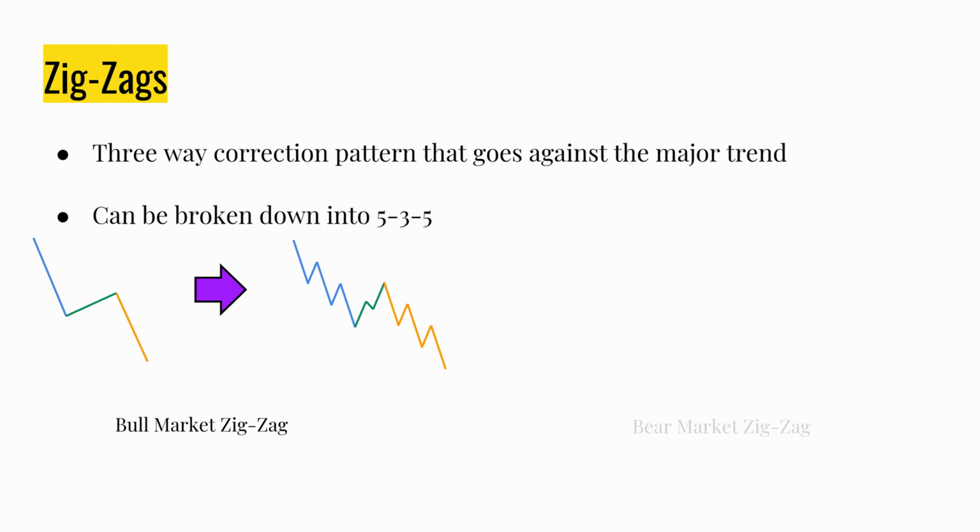The opposite is called a bear market zigzag, and it looks like this. It's the same thing but reversed, and all we need to do is subdivide the waves into 5 if it's following the trend and into 3 if it's going against the trend.